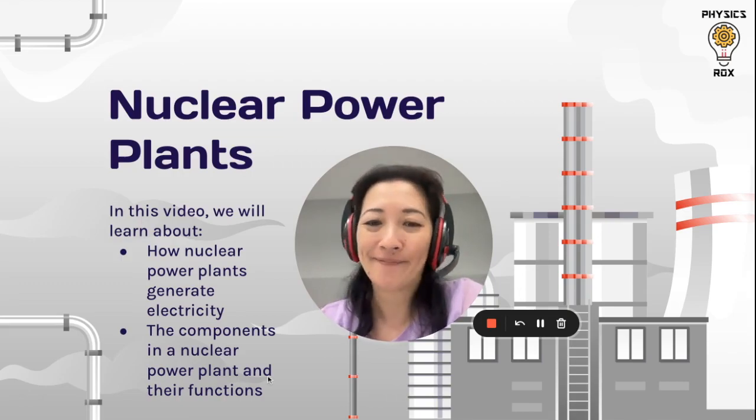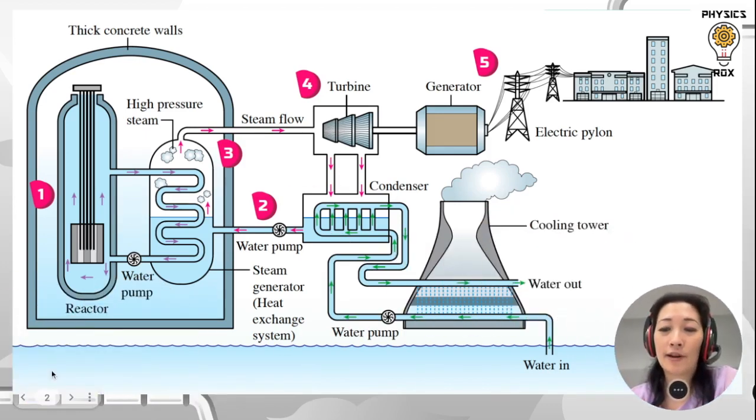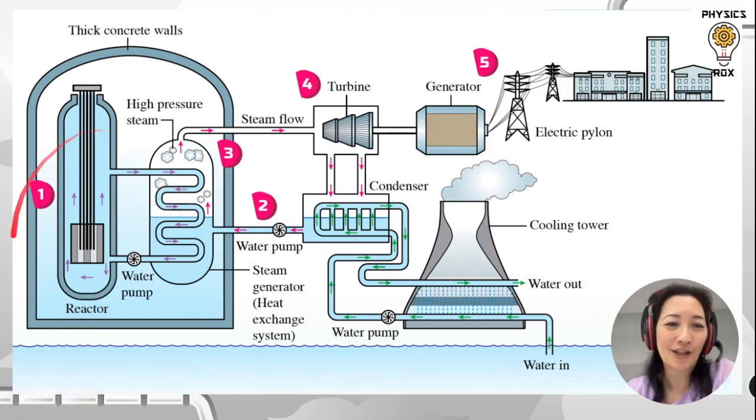So let's begin. This is a schematic diagram of what a nuclear power plant looks like. This is taken from the KSSM textbook, so this may look familiar, and you can actually refer to your textbook while watching this video. Let me move my face out of the way so that we can take a look at what's going on here. On the left-hand side, this is where the magic happens.